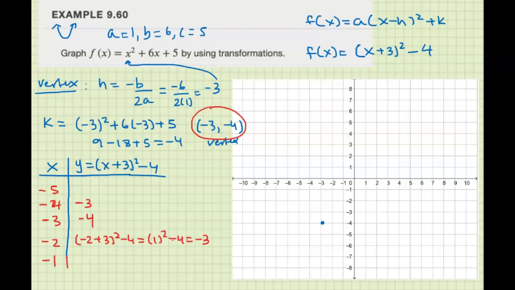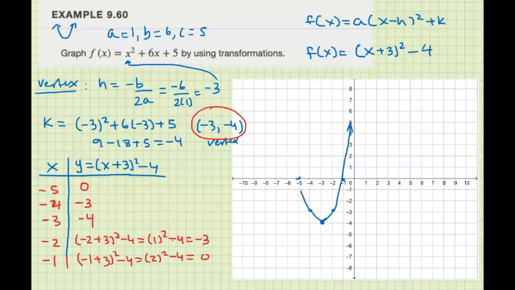Now let's plug in negative 1. Negative 1 plus 3 squared minus 4 gives me 2 squared minus 4. 4 minus 4 is 0. Same, the symmetry. 2 units up and then 2 units down, this is also going to be 0. So we have our vertex, which is negative 3, negative 4. Then we have negative 2, negative 3, and negative 4, negative 3. See the symmetry. And we have negative 1, 0, and then negative 5, 0. Again, the symmetry.